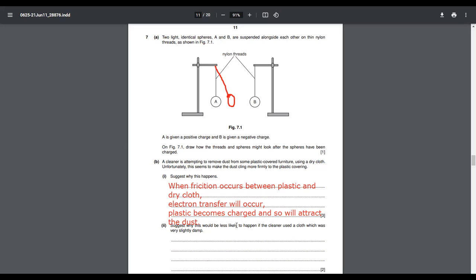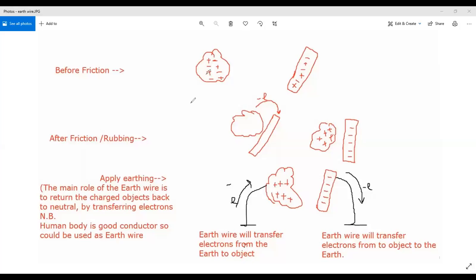Now, why would this be less likely to happen if the cleaner used a cloth which is very slightly damp? Damp means that the water is a good conductor. So let's see what will happen. Here we shall talk about the idea of earthing, the earthing wire, and the importance of earthing, and then we will apply this to the cleaner. After we finish the rubbing, the outcome will be a positively charged piece of cloth and a negatively charged plastic.